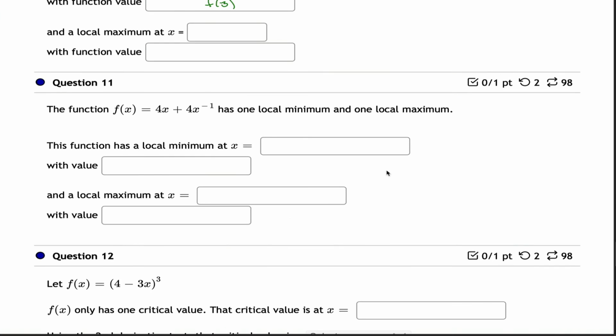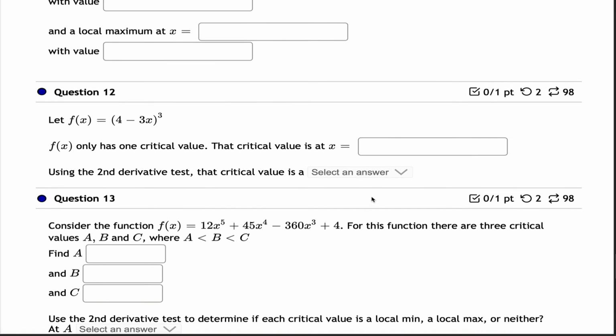And then question 11, more of the same, except now my function, instead of being a polynomial, is, I don't know, a power function. I don't know what you'd call this. 4x, a rational function maybe. 4x plus 4x to the negative 1 power. But the good news is the process is the same, right? Take the first derivative, set it equal to 0, and solve. Get those critical values, there'll probably be 2 of them, and classify them. One will be a local min, one will be a local max. Put the x that's a local min here, x that's a local max here, and then the corresponding y values here and here. And you do it again.